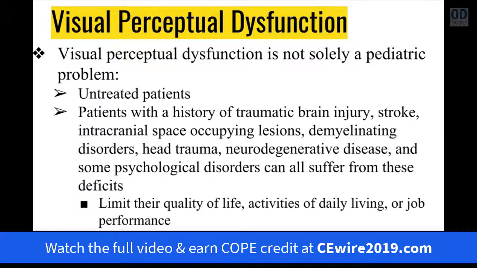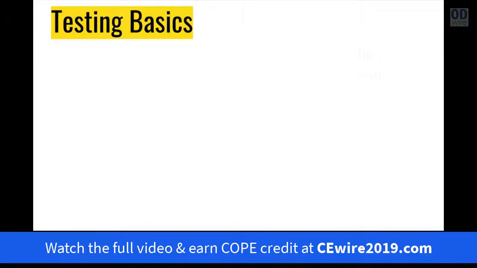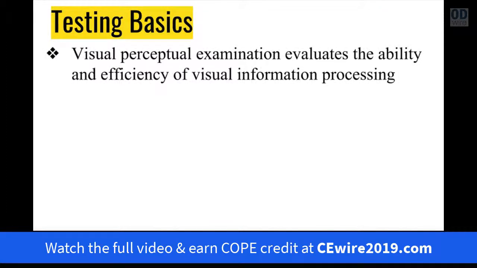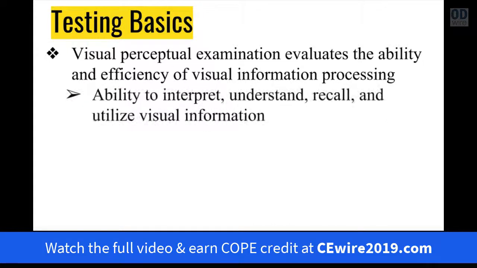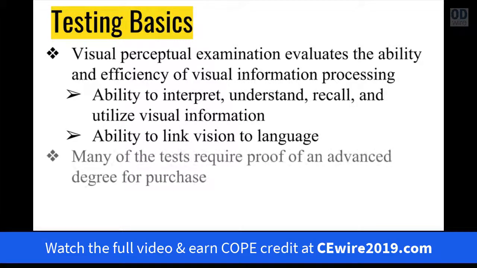All right, so now that we've gone through kind of the basics of visual information processing, we're going to start talking about the actual testing, and we're going to just go over the testing basics for everything until before we dive into the actual tests themselves. So the visual perceptual examination evaluates the ability and the efficiency of the visual information processing ability of a patient, their ability to interpret, to understand, to recall, as well as to utilize the visual information. It also looks at the patient's ability to link the vision to language.